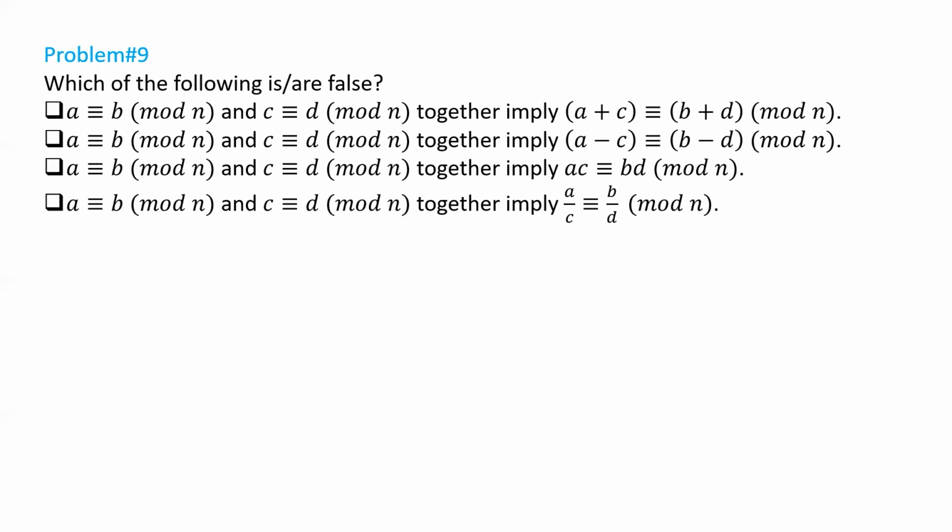Third statement says with the same condition that A is congruent to B modulo n and C is congruent to D modulo n, they together imply A times C congruent to B times D modulo n. And then A congruent to B modulo n and C congruent to D modulo n together imply A divided by C congruent to B divided by D modulo n. So similar statements are there, that A and B are equivalent to each other in modulo n.